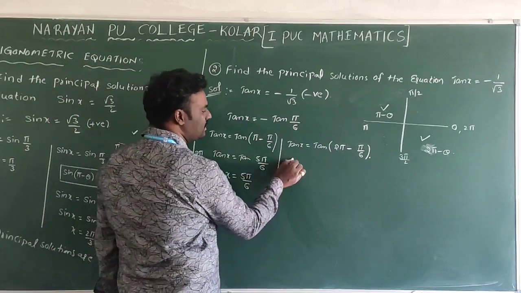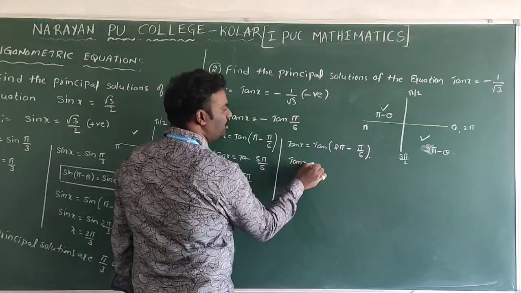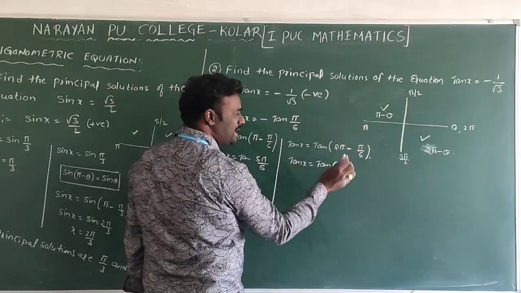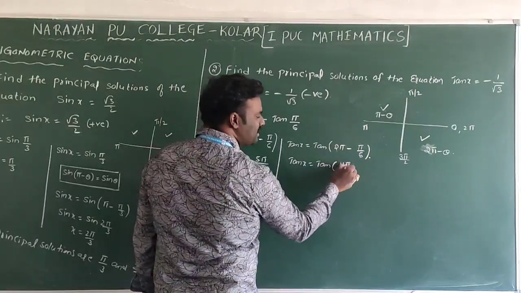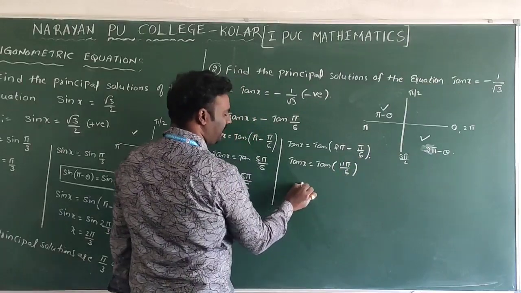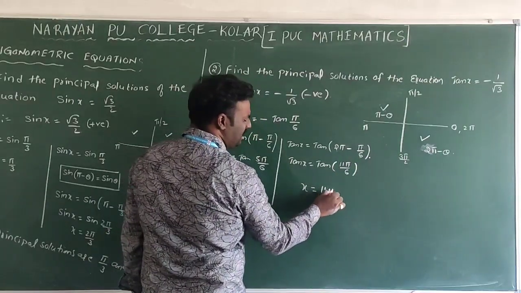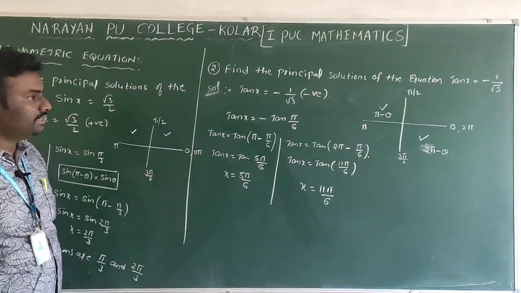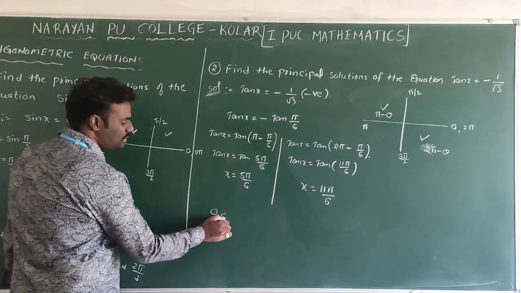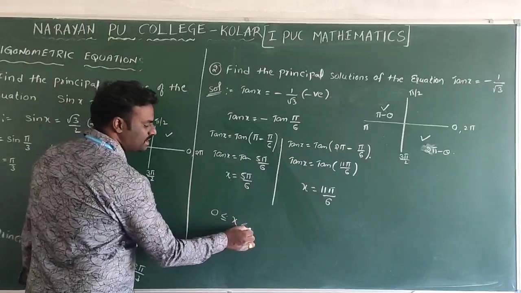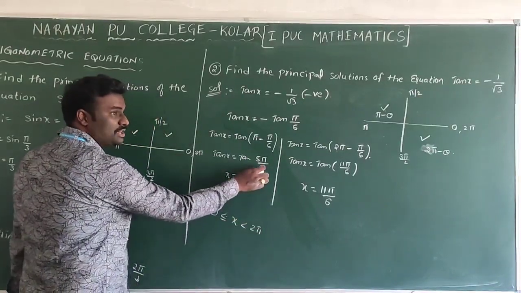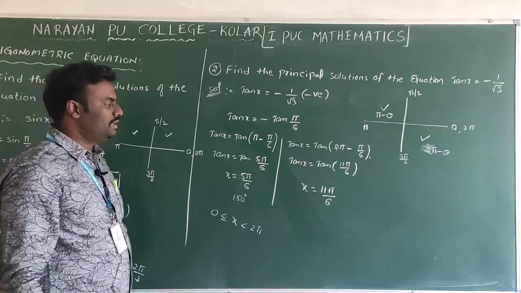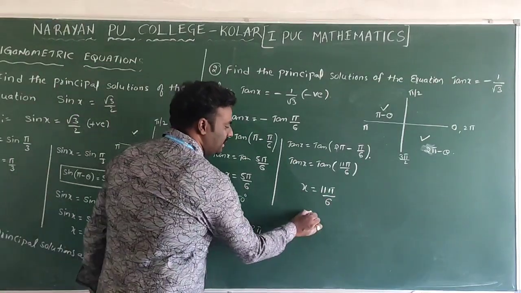Now simplify this. Tan x is equal to tan of 6 into 2, 12 pi minus pi, that is nothing but 11 pi by 6. Then x is equal to 11 pi by 6. So these are the principal solutions. You need to verify the principal solution always lies between 0 less than or equal to x less than 2 pi. This value is 150. This value is 330.